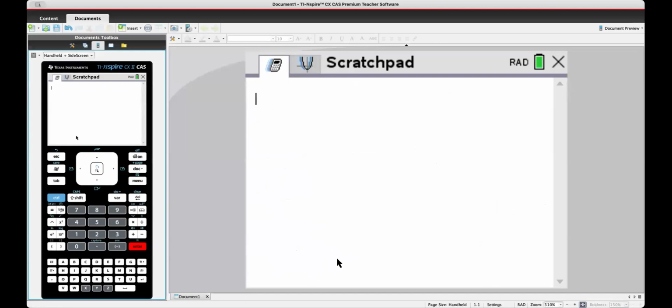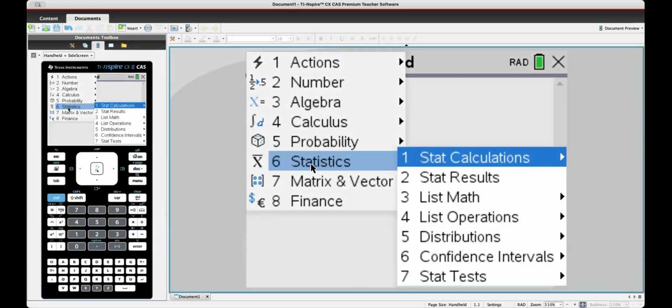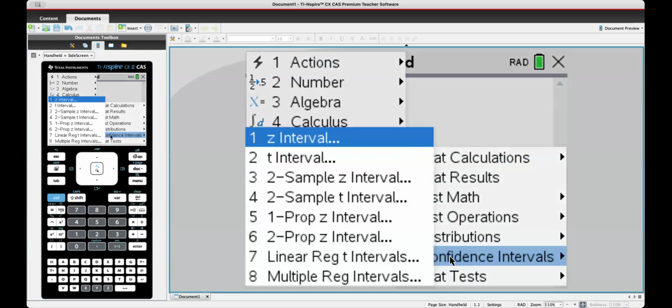So go to the Scratchpad. And we go to menu. And then statistics. And then we are going to go down to option 6, which is confidence intervals. And then you will see several different types of confidence intervals. And this was a what? The one sample proportion Z interval. Proportions are always Z intervals. Okay, so I'm going to choose option number 5, one prop Z interval.